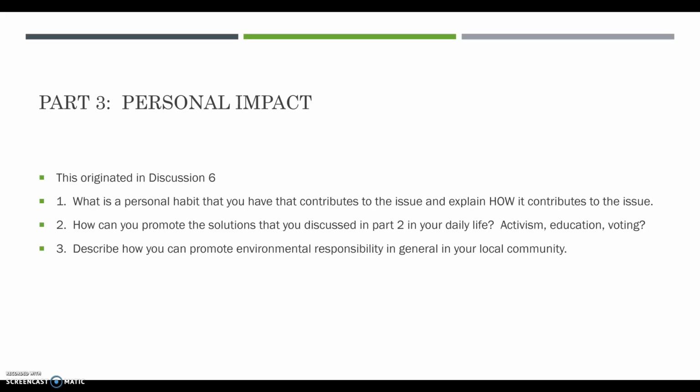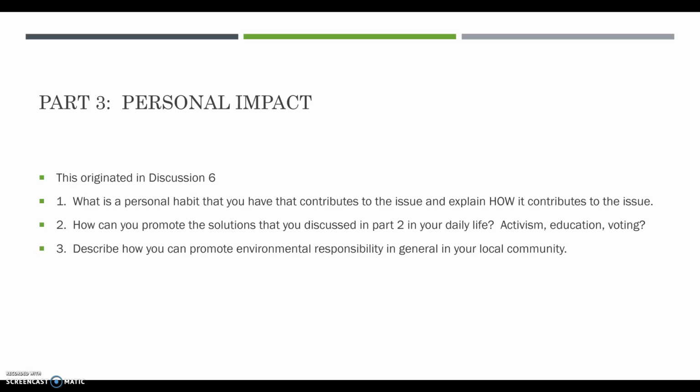And then the next part is you're going to talk about how you can promote the solution that you discussed in part 2. So the original sustainable solution that you put into part 2 of the paper. How can you promote that in your daily life? Are you going to make changes in your daily life? How can you promote it to the community? Like, are you going to get involved with some environmental activism? Or how are you going to educate the community about the solution? You might have to vote a certain way.